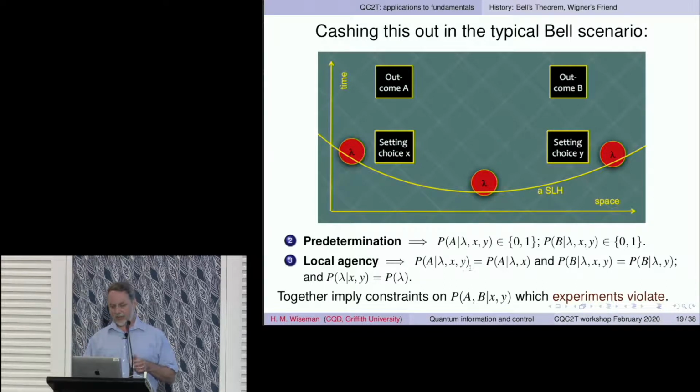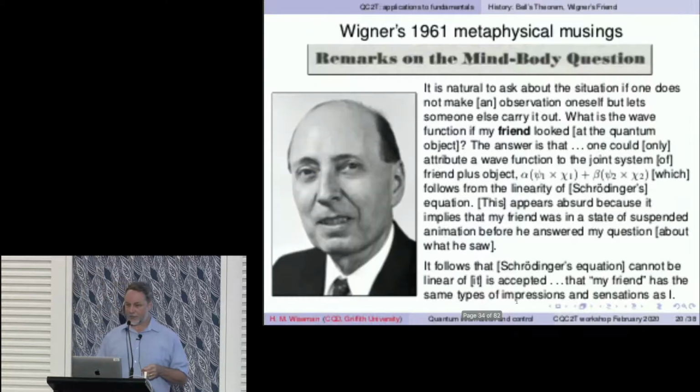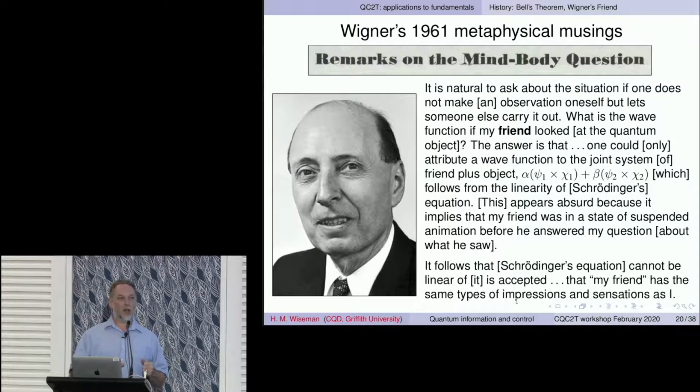Together, these mathematical constraints, that these probabilities are just either 0 or 1, and that these probabilities have to satisfy these equations, give you constraints on the experimental probabilities. Because in the lab we can't measure probabilities that depend on lambda, those are hidden variables, but we can measure probabilities which just depend on the settings and the outcomes. And the point is that these assumptions give you constraints on these, and we can show that experiments violate those. That's what Bell inequalities are.